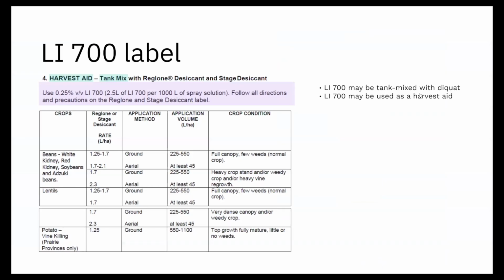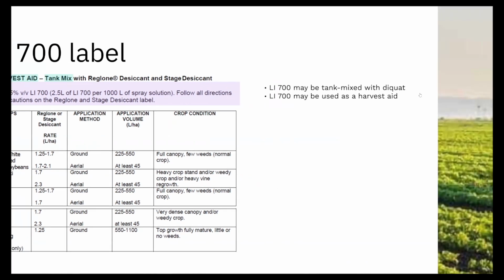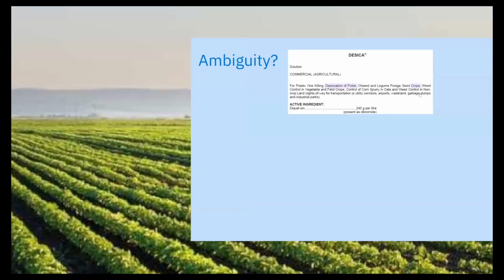The next thing we did was we went to the Li 700 label. It said it's a harvest aid. It can be tank mixed with Reglone and Stage. So it's tank mixable with diquat. It could be used as a harvest aid. So I thought, well, we should be good then. Why would there be an issue? But there was some ambiguity.